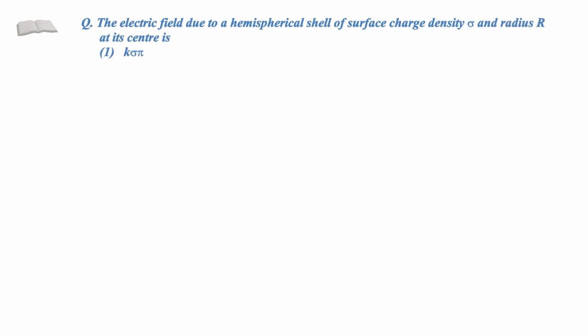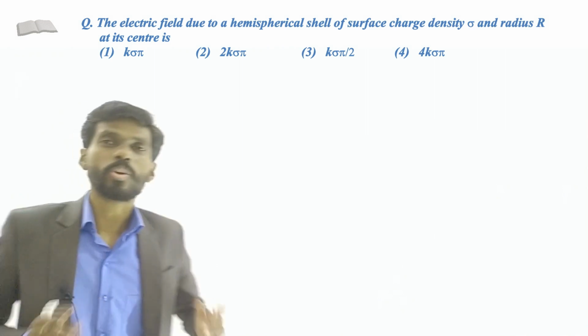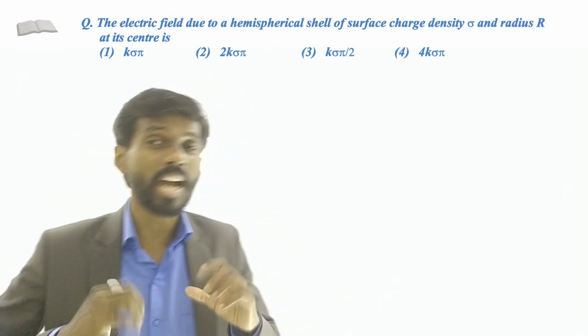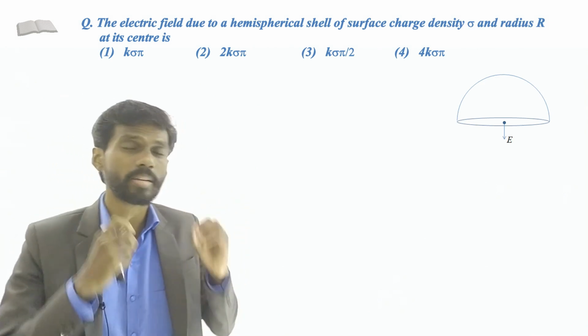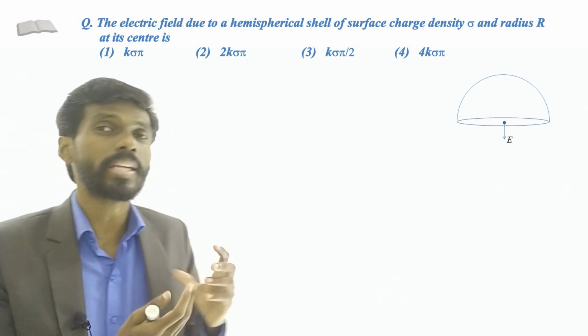The electric field due to a hemispherical shell of charge density sigma and radius r at its center is. So here we need to find the electric field due to a charged hemispherical shell. This is a shell having surface charge density sigma. So surface charge density is given instead of the charge.